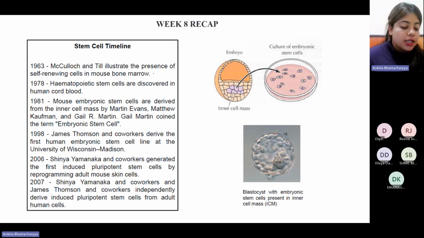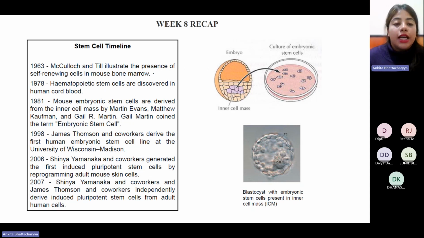Now, coming back to the topic of stem cells, let us first look at the timeline. What are the ways in which they were discovered? People had just seen cells dividing. Where did the concept of stem cells come from? First, in 1963, McCulloch and Till illustrated the presence of some self-renewing cells within the bone marrow of mice.